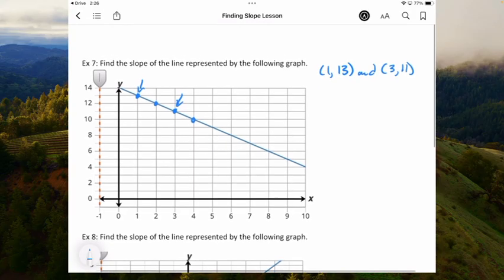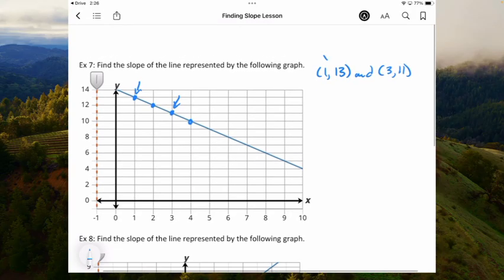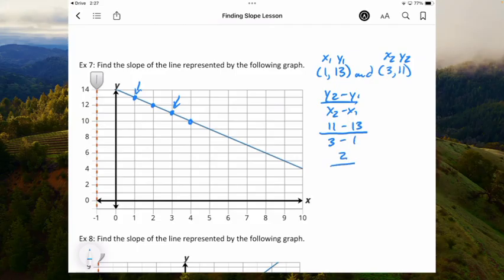Again, you can choose any points you want. If you choose different ones, you should get the same answer that I do. So again, y2 minus y1 over x2 minus x1. Template it out. y2 is 11, y1 is 13, and then 3 minus 1. 11 minus 13 is 2. 3 minus 1 is 2. That's going to give us 1 over 1.